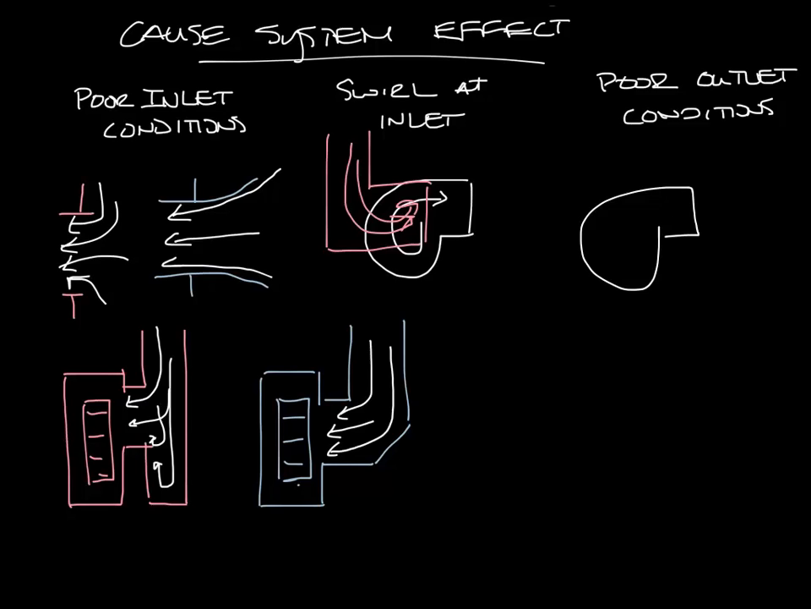Let's look at poor outlet conditions. What you don't want to do is come off your blower and then immediately tap off into two directions. The air is going to blow here and hit the opposite side of the ductwork and be very turbulent in this area.